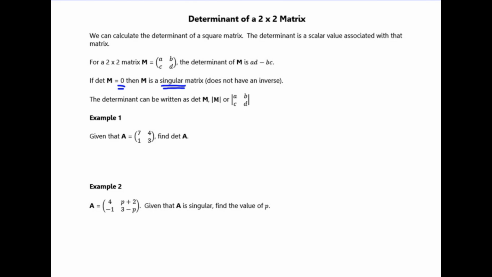Okay. So example 1, calculate the determinant of A. So we do the leading diagonal multiplied together 7 times 3, the other diagonal 4 times 1, and take those away from each other. So that's 21 minus 4, which gives you 17.